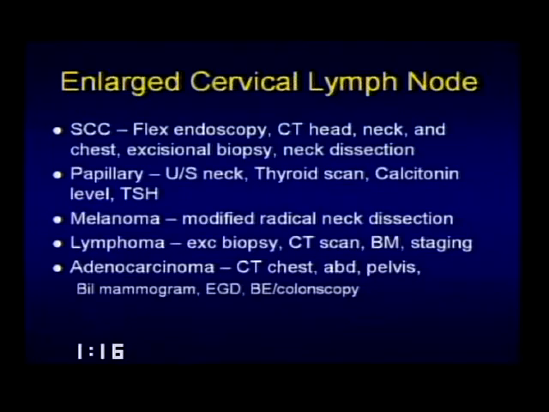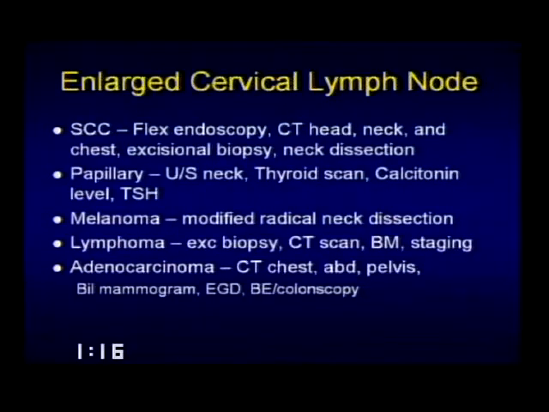You have your flexible endoscopies, your CT of your head, neck, and chest, and then you do your excisional biopsy, not your incisional biopsy, and then you do your neck dissection if warranted. And in this case, if you have an enlarged cervical lymph node that shows squamous cell on your FNA, well, that's a positive node. So these patients are going to get neck dissections, okay, on that side.